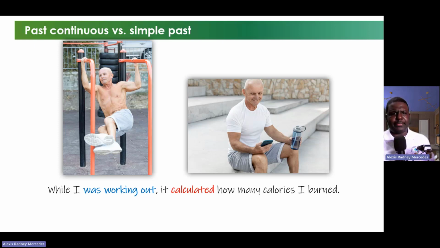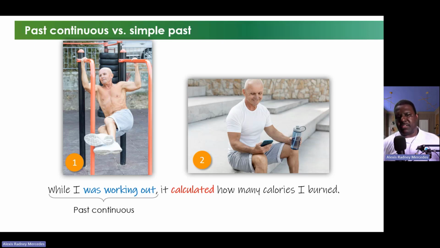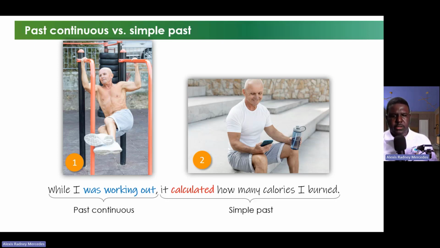Now, question number one. What was the activity number one? Yes. The activity number one was while I was working out. And what was the second activity that interrupted number one? Excellent. It calculated how many calories I burned. Okay, guys. The first expression is the past continuous, and the second is simple past.